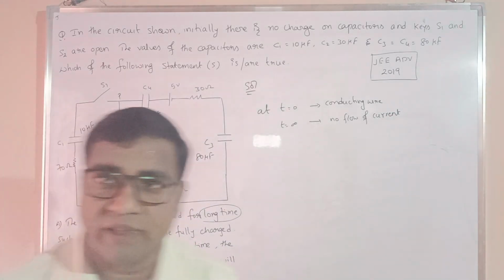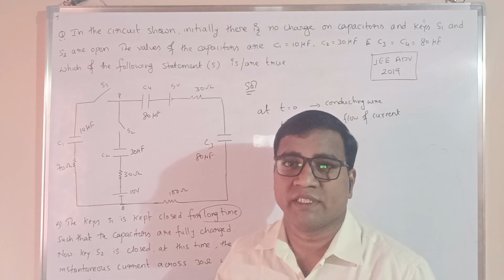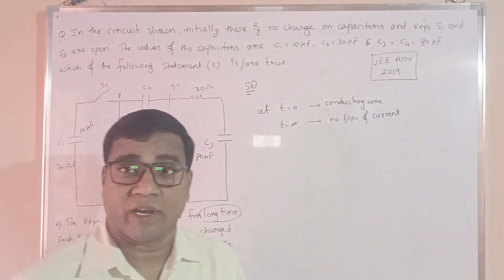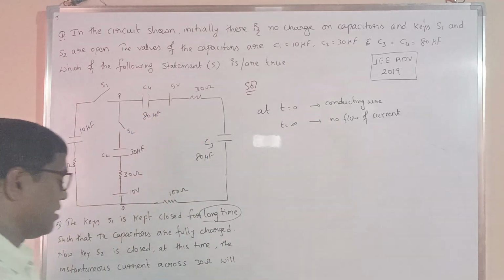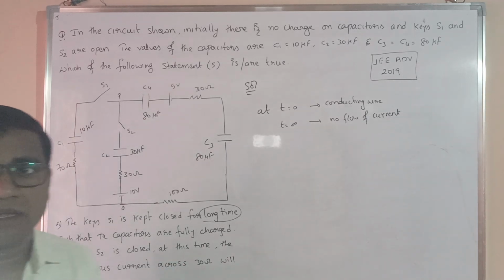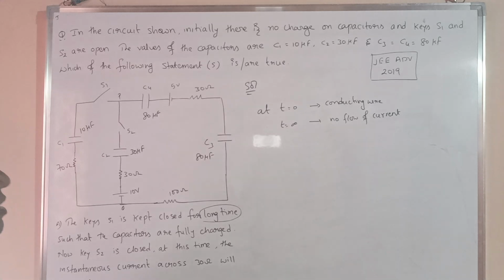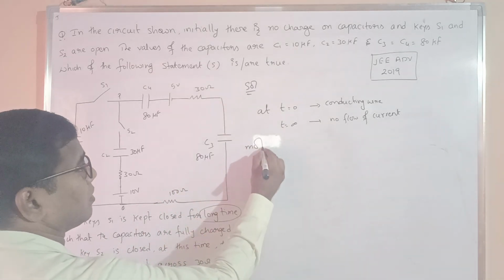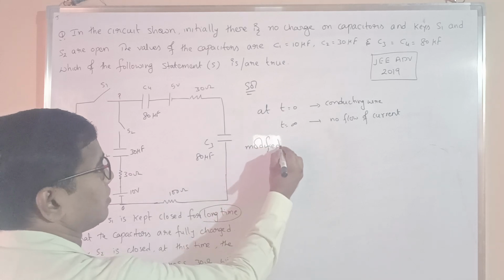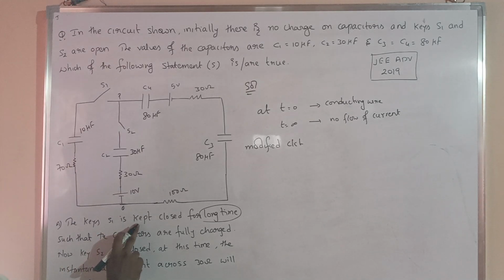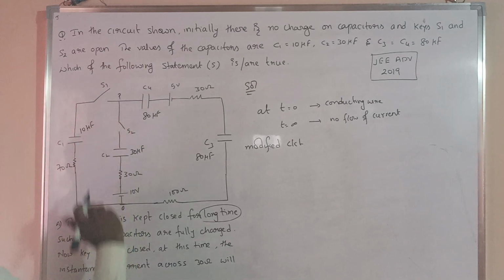So here two situations are given. One, at t equal to 0, S1 is closed. After a long time, S2 is closed. At this time, the instantaneous current across the 30 ohm will be asked. Now see how to solve this question. Let us modify the circuit. Initially S1 is kept closed, and S2 will not be there.